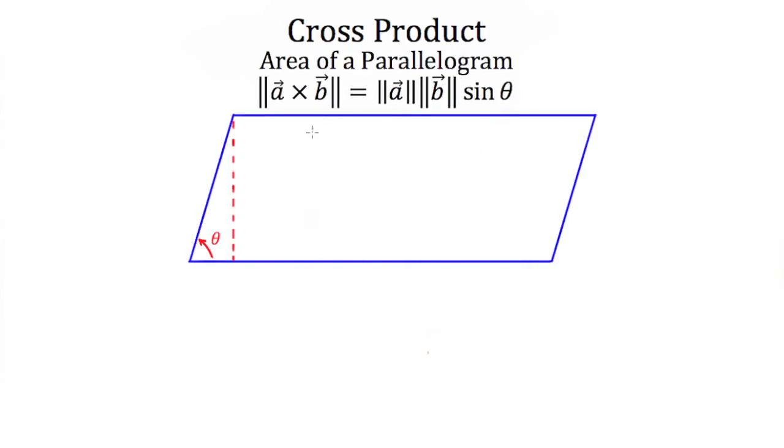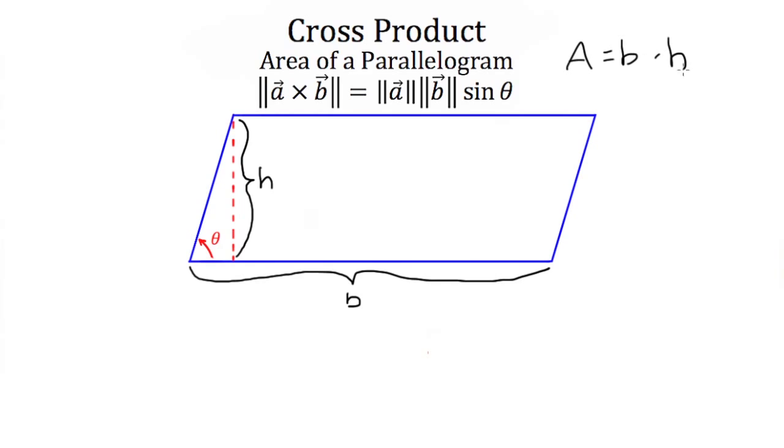Now, because the magnitude of the cross product of two vectors is equal to the magnitude of the first vector times the magnitude of the second vector times the sine of the angle in between them, we can use the cross product of two vectors to find the area of a parallelogram. Now, when I want to find the area of a parallelogram, I find the length of its base and I find its height. So area is equal to base times height.